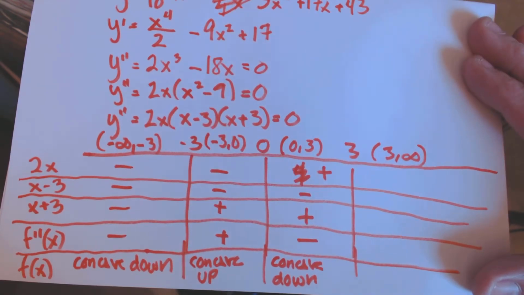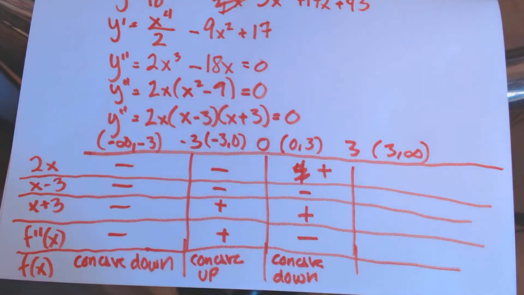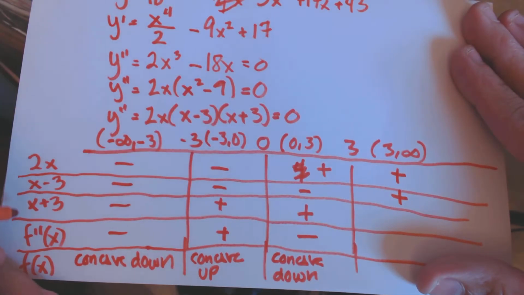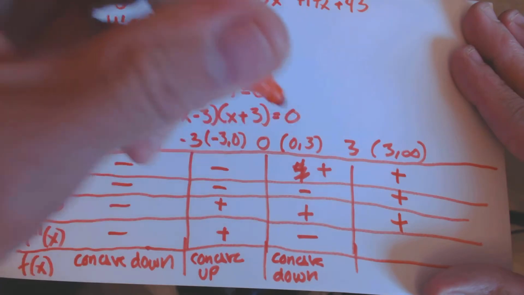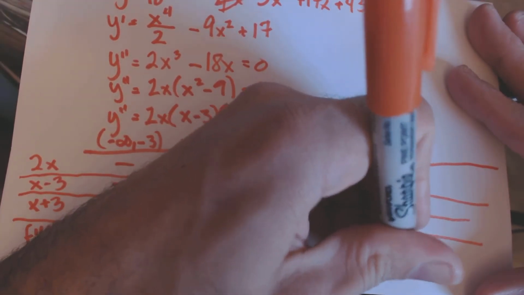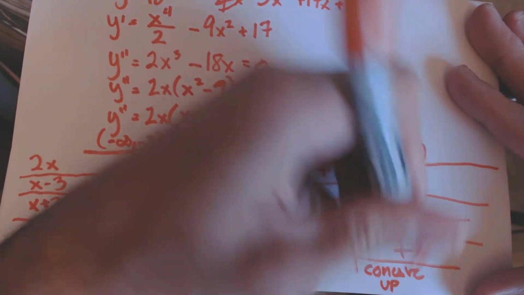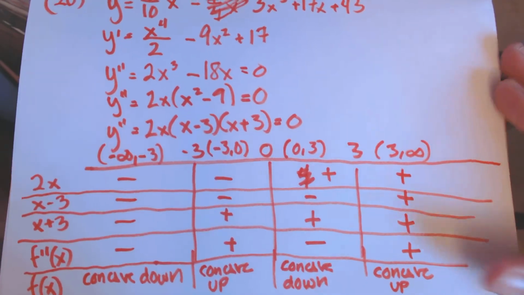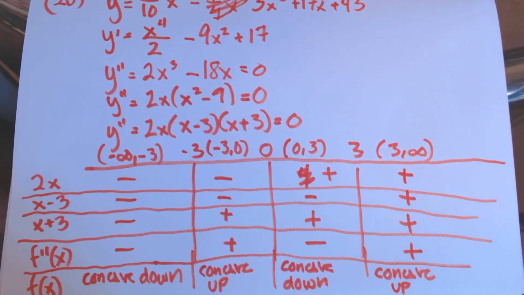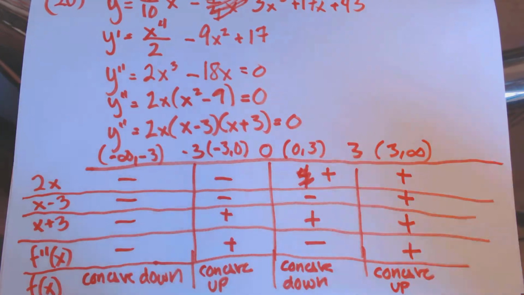at 0. And finally, let's look at the final interval from 3 to infinity. Let's plug in 4. 4 times 2 is positive. 4 minus 3 is positive. 4 plus 3 is positive. So the second derivative is positive. That means that over the final interval, the function is concave up, and again, as the function passes through 3, the concavity of the function changes, thus making 3 another inflection point.